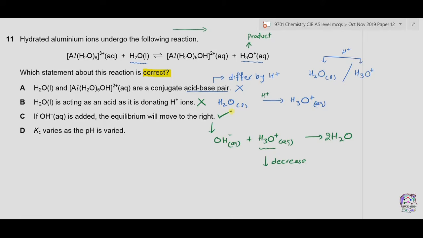This is correct. D. Kc varies as the pH is varied. Kc represents the equilibrium constant expression, and we know that Kc only changes with the change in temperature.